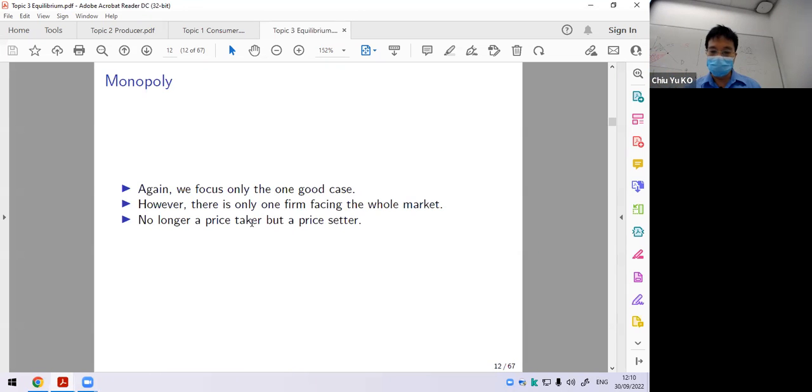So in that case, he is the price setter. He decides the price. It means that he is facing a downward sloping demand. That's what he has. He can pick any point on the demand curve. Any point is possible.